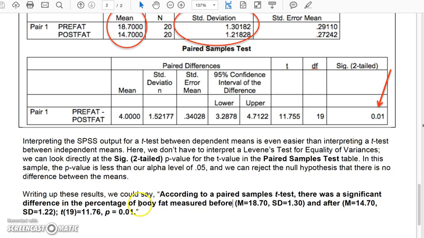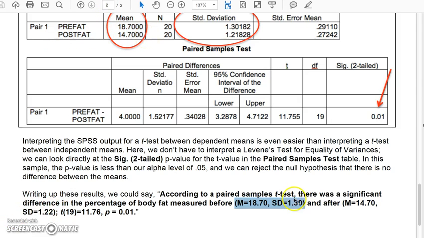Now, after you write the percentage of body fat before, then you're going to, in parentheses, put the statistics for the pre-test, or the before they participated in the program. As you can see, in parentheses, we have the mean equals 18.70 and the standard deviation equals 1.30. And that matches what's up here on our pre-test line. And after the word after, in parentheses, you're going to do the same thing, write those statistics, the mean and the standard deviation found in the same table next to post-test.